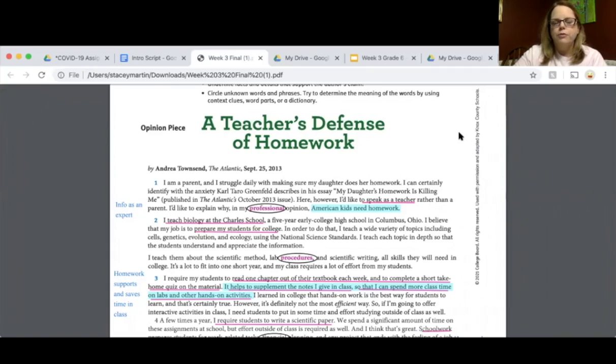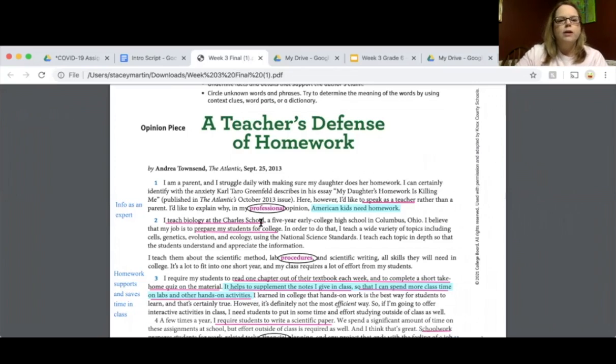I'm going to pause here for a minute. If you notice, I circled words maybe you're not familiar with. American kids need homework. That is the claim. Okay, it is something that could be argued, right? It's not a fact. And in a minute, we're going to find some reasons for this claim.